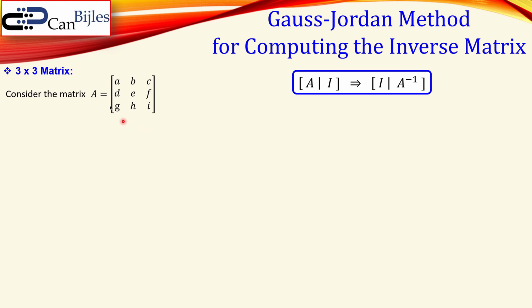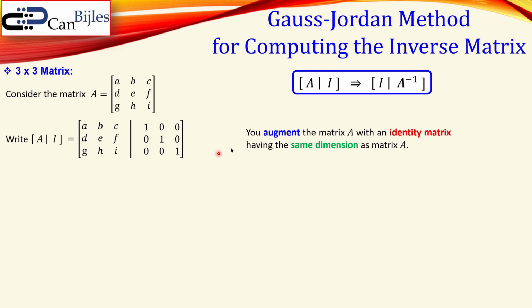So consider in general this matrix A, B, C, D, E, F, G, H, I, so in 9 elements. We add to the given matrix an identity matrix, so that will be then augmented. So you get the same dimension, 3 by 3, with 1, 1, 1 on the diagonal, and the rest of the entries are 0. So you augment your matrix with an identity matrix having the same dimension as matrix A. If you have a 2 by 2, you will have a 2 by 2 identity matrix here. If you have a 5 by 5, you will have a 5 by 5 identity matrix here.